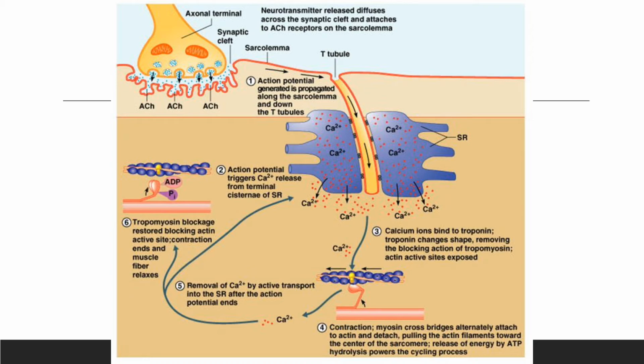Then calcium will be removed when the action potential is done. Calcium will go back into the sarcoplasm where it'll stay stored, and the tropomyosin will go back to blocking the binding sites on the actin.